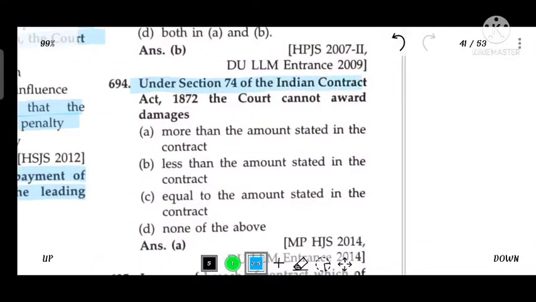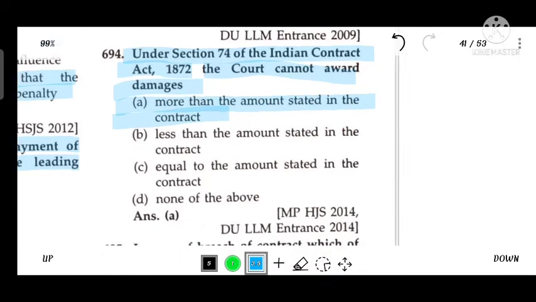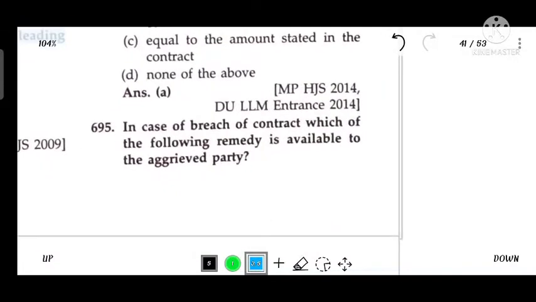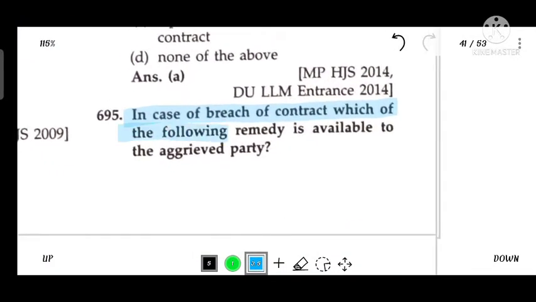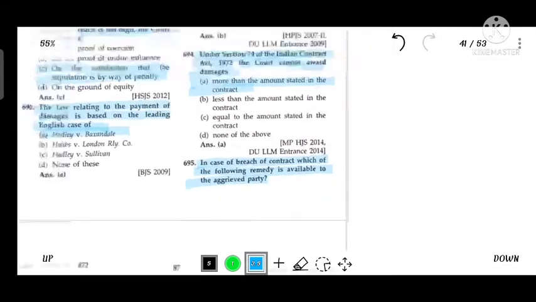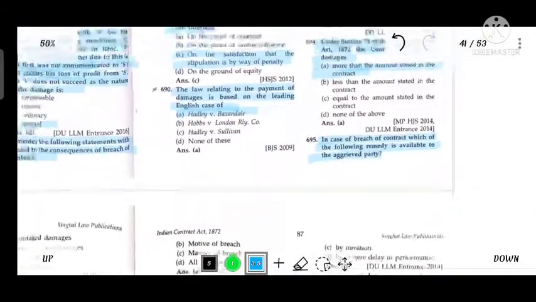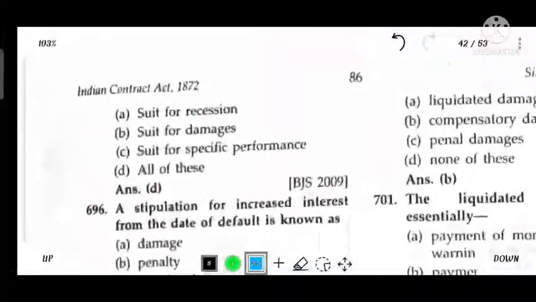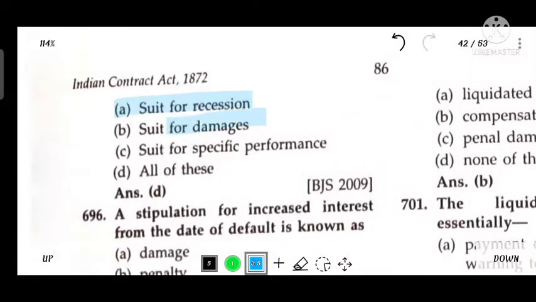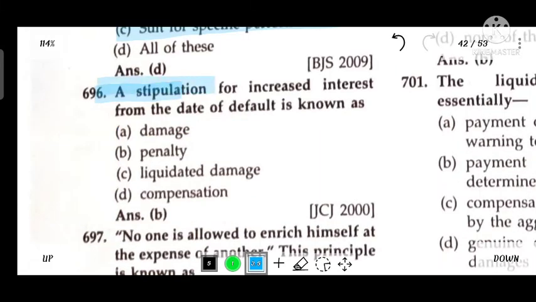Under Section 74 of the Indian Contract Act 1872, the court cannot award damage more than the amount stated in the contract. In the case of breach of contract, which one of the following remedies are available to the aggrieved party? Suit for rescission, suit for damage, suit for specific performance. A stipulation for increased interest from the date of default is known as penalty.